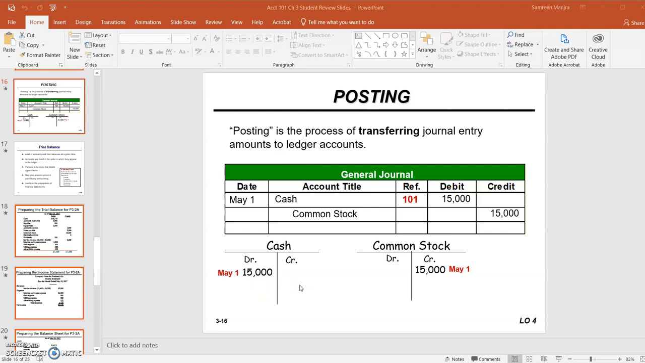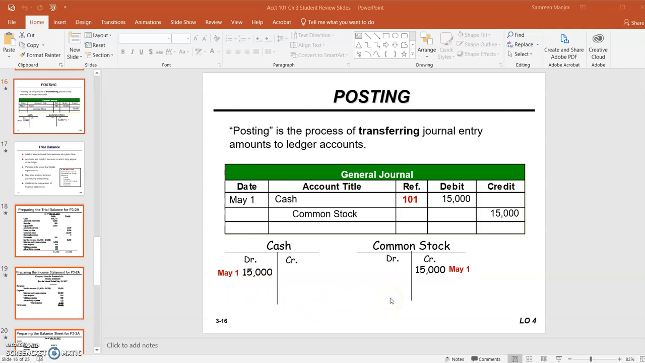And the ledger is always going to have a running total, so that way you take your debits minus your credits, and you'll know the balance, which is normally going to be on the debit side. You normally expect to have a positive cash balance on the debit side.